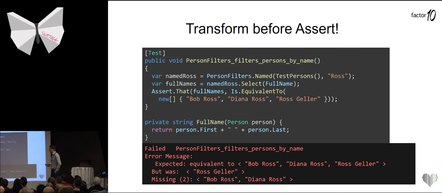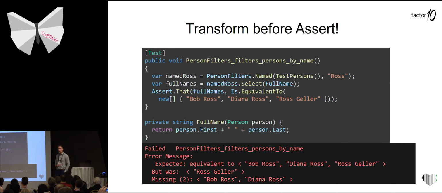But it turns out that we can do even better, because there's a problem with this test, which I haven't talked about. Anyone can see the problem? Hint, it's very brittle. What happens if I add more test persons for another test, and one of those test persons happens to be named Ross?